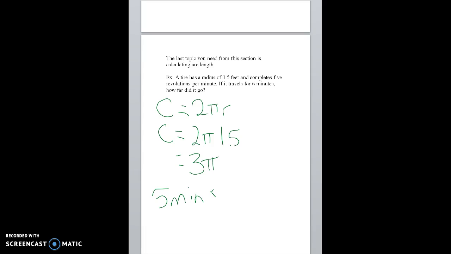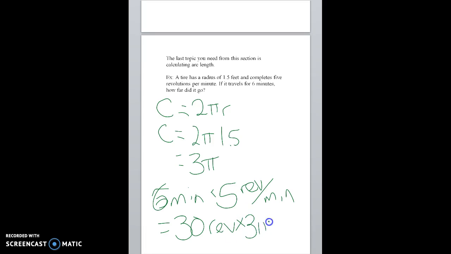So 6 minutes times 5 revolutions per minute equals 30 revolutions. And we know it goes 3 pi feet per revolution. So you multiply the number of revolutions by the circumference, 3 pi. And so in all, it travels 90 pi feet. And that's it.